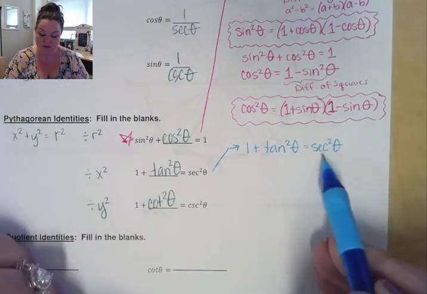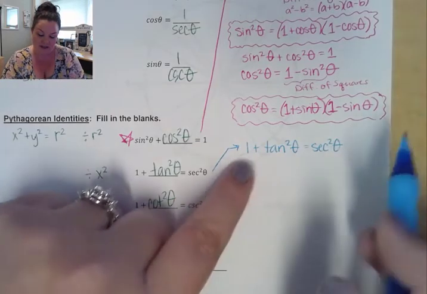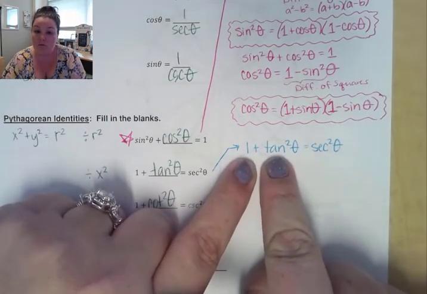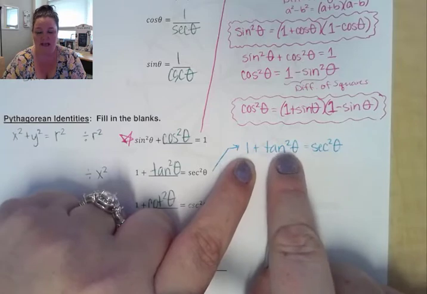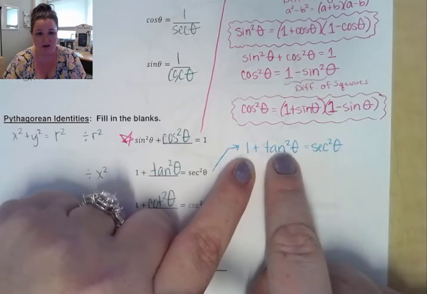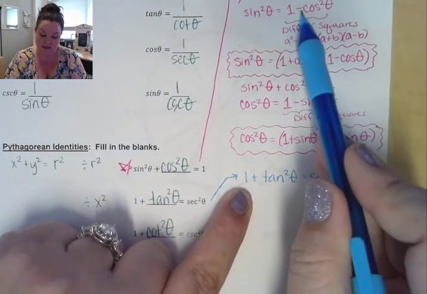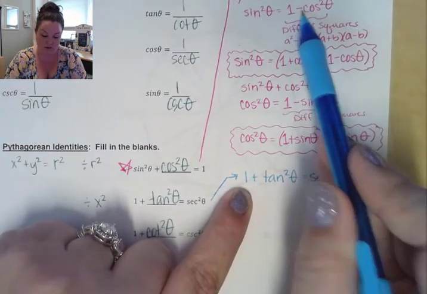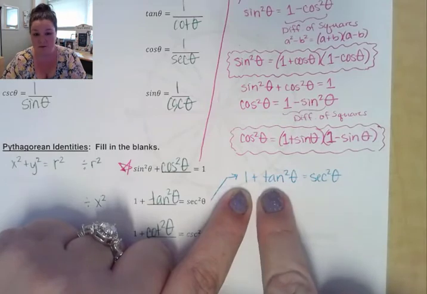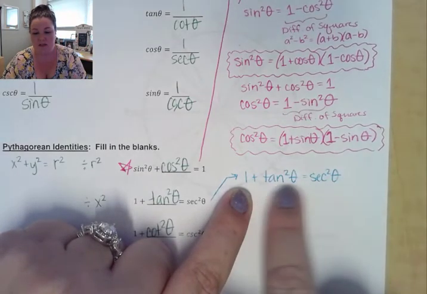And this one, when it's solved for secant squared theta, I actually can't go further with it, right? Because 1 plus tangent squared theta is not a difference of squares. Neither one of those is being subtracted. Whereas like the other ones I did, notice I ended up with a subtraction between my two squared terms. Sum of squares does not go further. So this one can't go further.